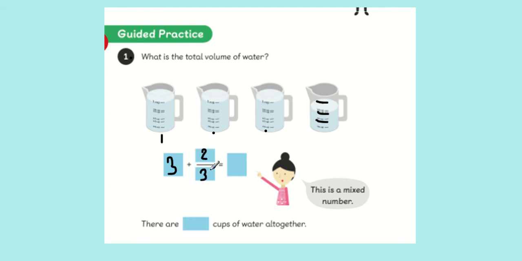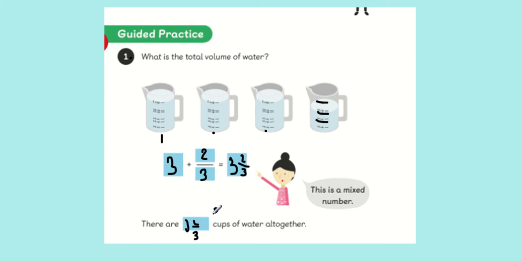And the way we write that is 3, 2/3. Okay, just together, a mixed number. Okay, so there are 3 and 2/3 cups of water all together.